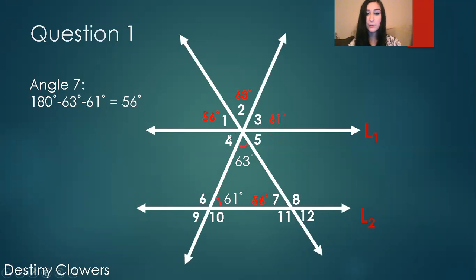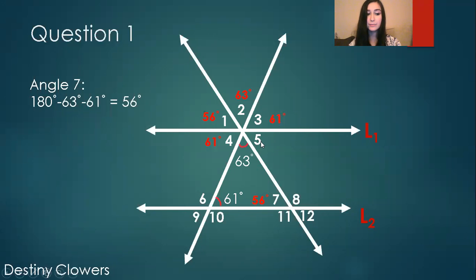Now for angle 4, we'll use the same concept of a vertical angle and we'll look at its opposite angle, which is angle 3. And we just solved angle 3, which was 61 degrees. So since that's opposite of angle 4, that means angle 4 is also going to equal 61 degrees.